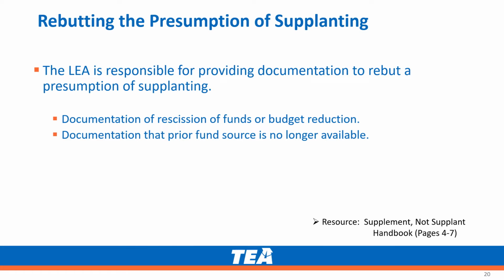There are circumstances where it might be possible to rebut the presumption of supplanting, but the LEA is responsible for providing documentation to do this. Documentation may include documentation of a rescission of funds or a budget reduction, or documentation that a prior fund source is no longer available.